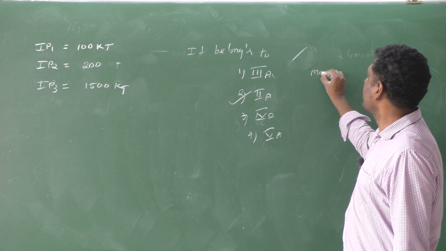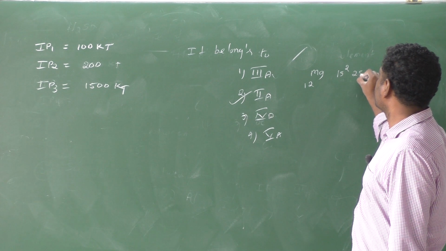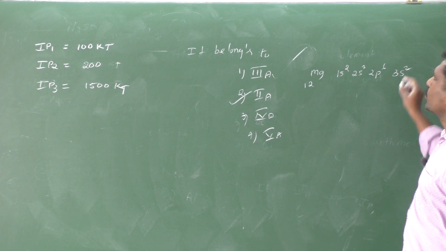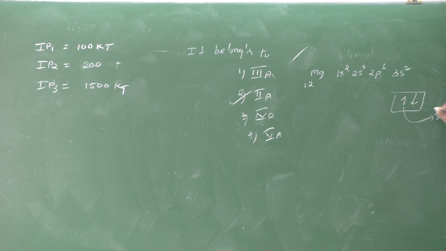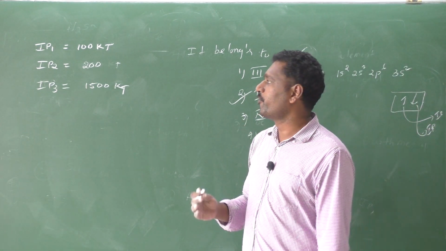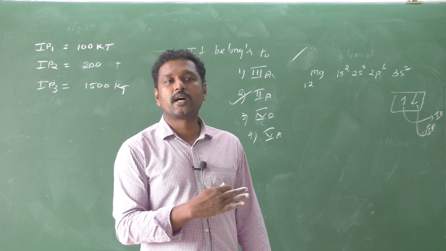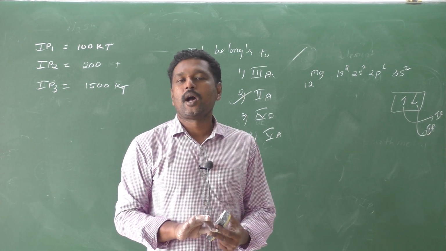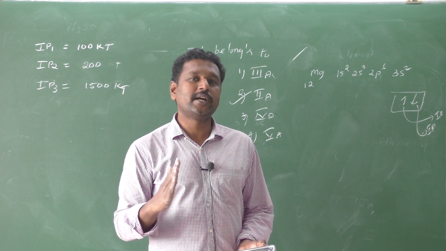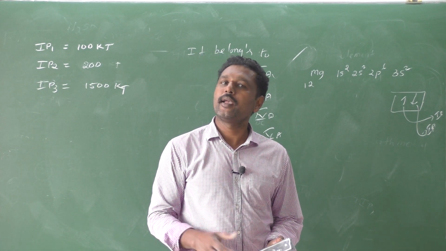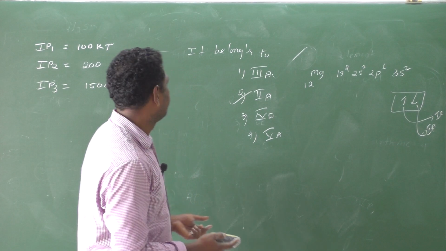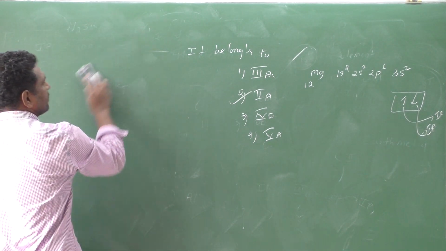We will take magnesium 12: 1s2, 2s2, 2p6, 3s2. Here in 3s2 there are 2 electrons. Therefore, the energy required to remove them is IP1 and IP2, and then there is a sudden jump between 2 and 3. So the sudden jump is between IP2 and IP3. And after that, I will give one more question like this.